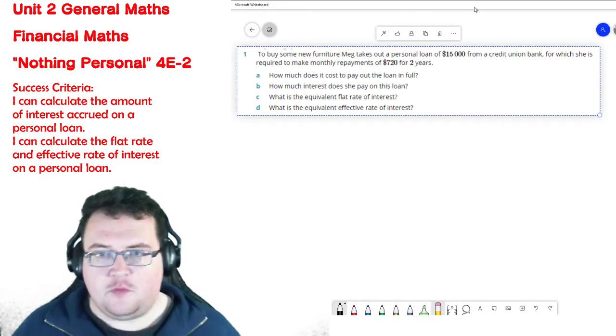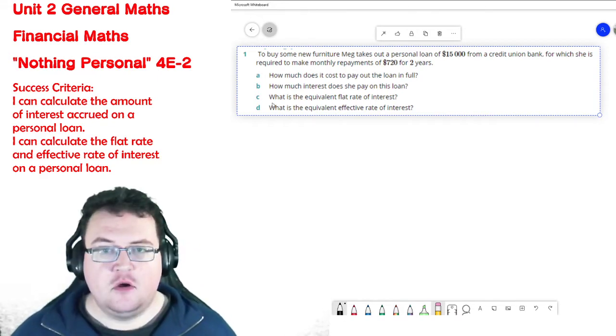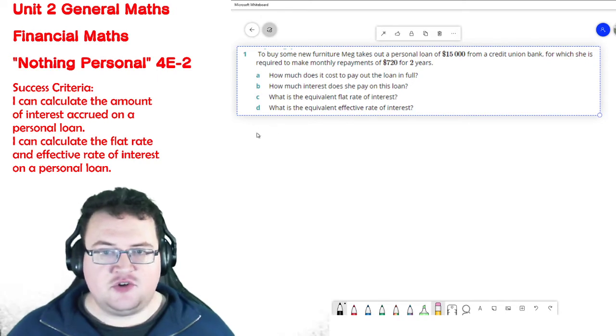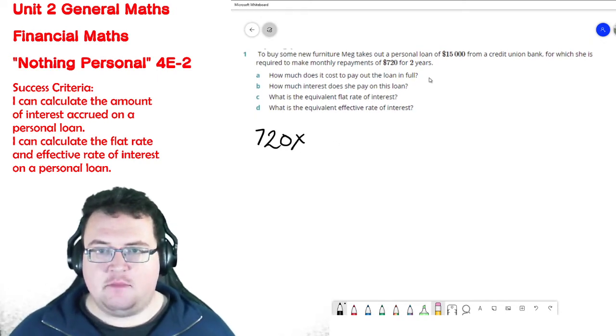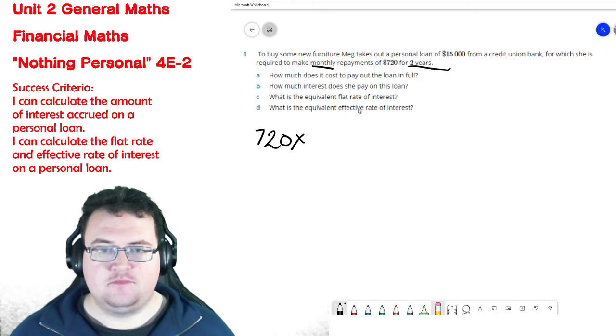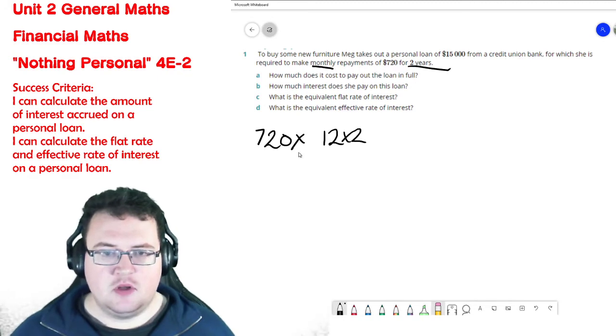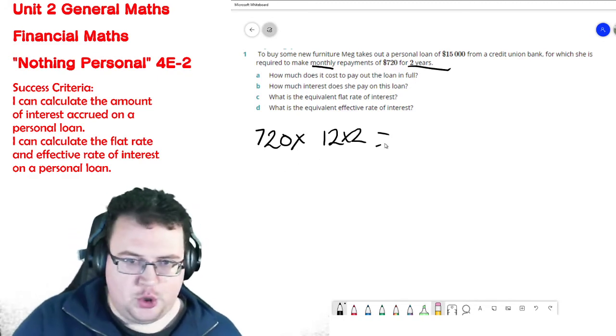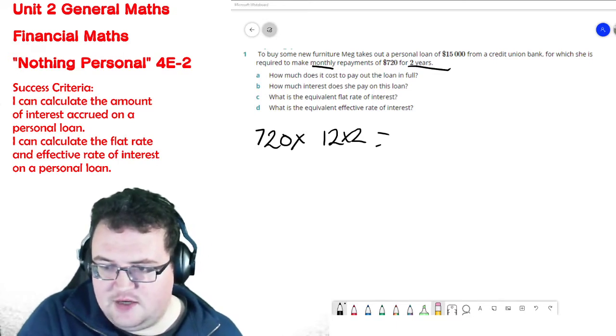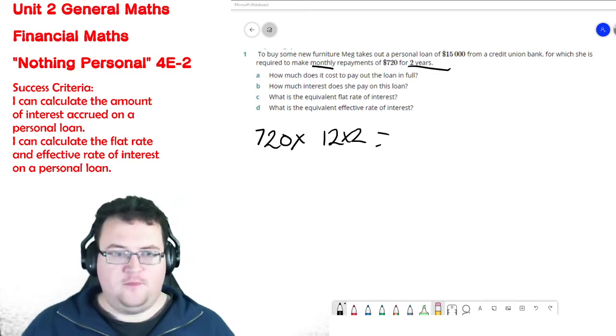So based on the information that we have, 720 times how many months in 2 years? Because there's that word months for 2 years. So that's months. So it's 12 months in a year times 2. So that means it's going to be 12 times 2 times 720. So that's going to be 24.